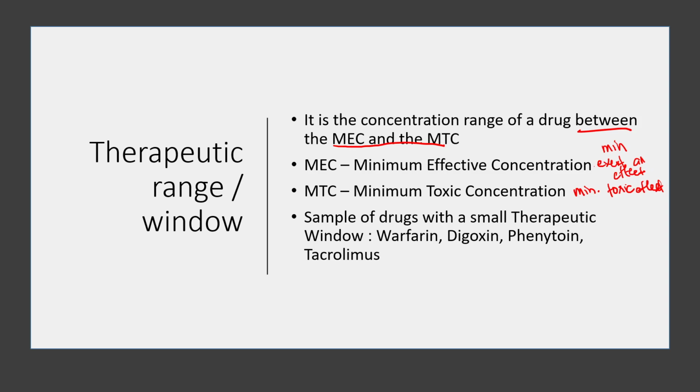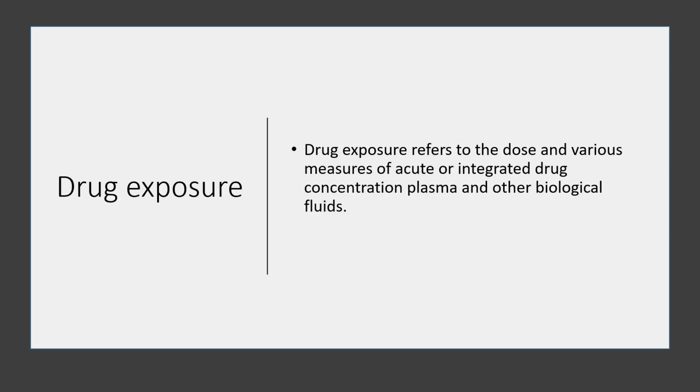So ideally, we want the plasma level concentration of a drug to be in between the therapeutic range or the therapeutic window. Examples of drugs which have a small therapeutic window are your warfarin, digoxin, phenytoin, and your tacrolimus.